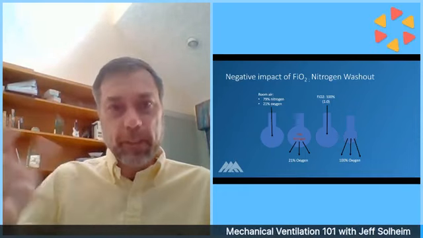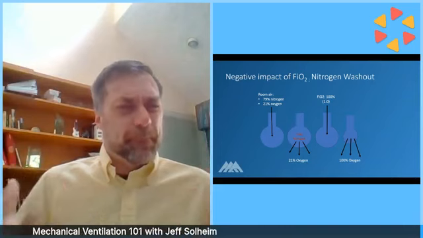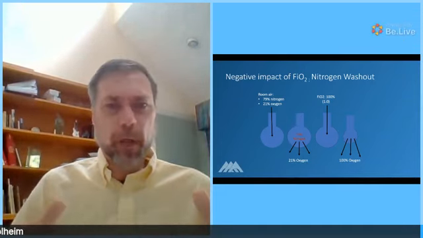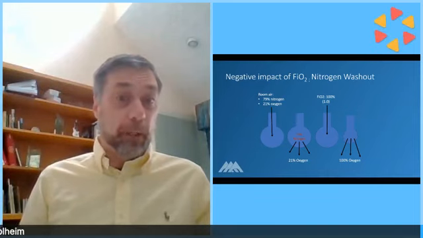I want to talk about one other problem with high FiO2s. So let's say you put somebody on 100% FiO2. Before we get into the high FiO2s, let's just talk about what's happening normally in the alveoli when you're not on a ventilator. So when you're not on a ventilator, you're breathing in room air. Now remember, as I said earlier, room air is 21% oxygen, 79% nitrogen, right? Now only oxygen diffuses across the alveolar membrane.